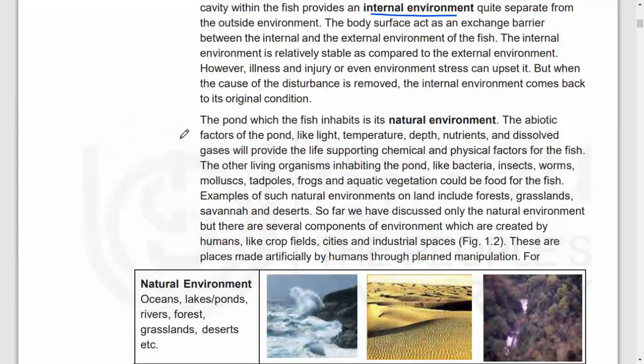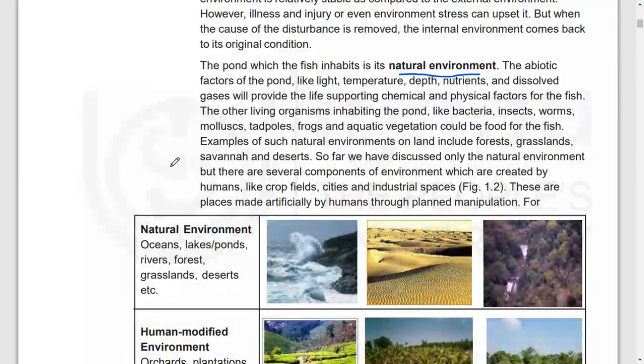The pond which the fish inhabits is a natural environment. The abiotic factors of the pond like light, temperature, depth, nutrients and dissolved gases will provide the life-supporting chemicals and physical factors for the fish. The other living organisms inhabiting the pond like bacteria, insects, worms, mollusks, tadpoles, frogs and aquatic vegetation could be food for the fish. Examples of such natural environments on land include forest, grasslands, savanna and desert.